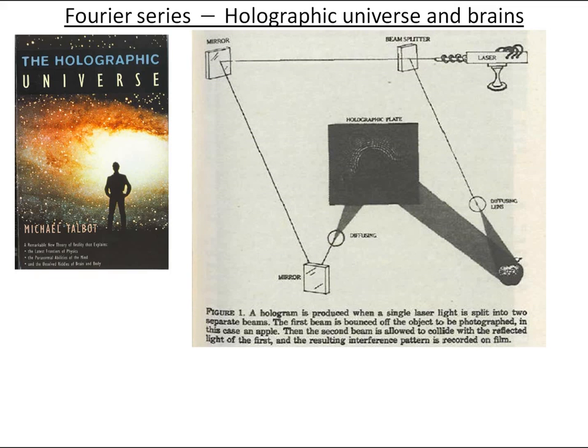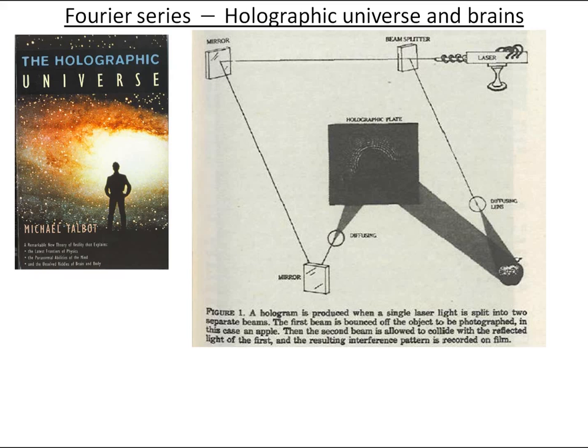In a picture, a hologram is produced when a single laser light is split into separate beams. The first beam bounces off the object to be photographed, in this case an apple, when a second beam is allowed to collide with the reflected light of the first, and the resulting interference pattern is recorded on film. On a small plate are recorded 3D views of the apple, and that gives the illusion of a 3D picture.